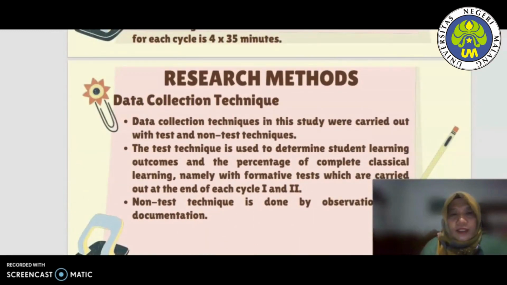Next, data collection techniques. Data collection techniques in this study were carried out with test and non-test techniques. The test technique is used to determine student learning outcomes and the percentage of complete classical learning, namely with formative tests which are carried out at the end of each cycle 1 and 2. Non-test techniques are done by observation and documentation.